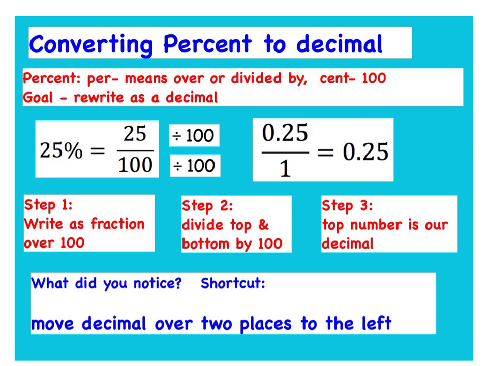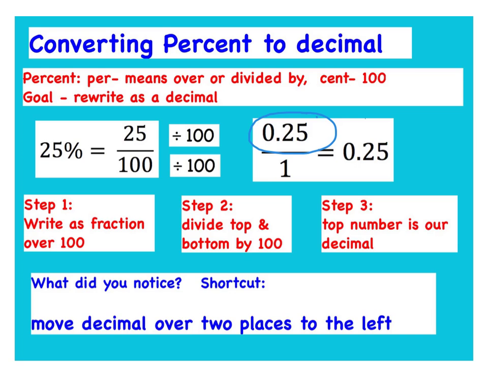All right. If we have a percentage and we want to convert it to a decimal, remember that 25% means 25 per or over 100. So the first step is to write it as a fraction over 100. The next step, remember this is kind of undoing what we learned in the previous lesson, we're going to divide the top and bottom by 100 because that's going to get our denominator to become 1. Once our denominator is 1, then we can just write the numerator by itself, 0.25, which is our decimal.